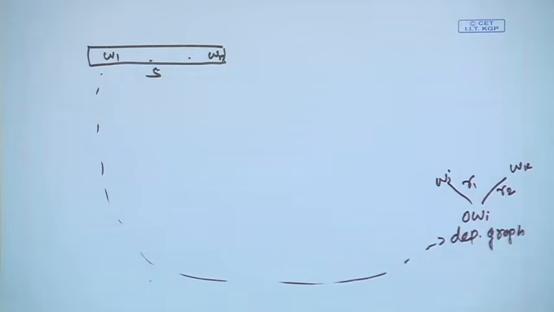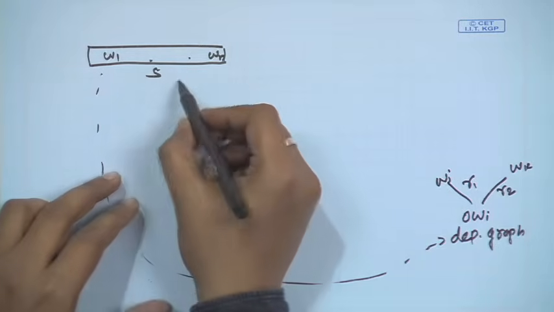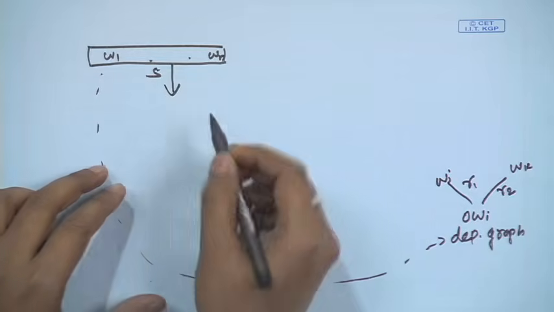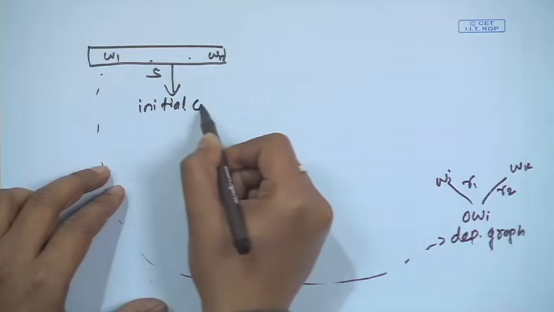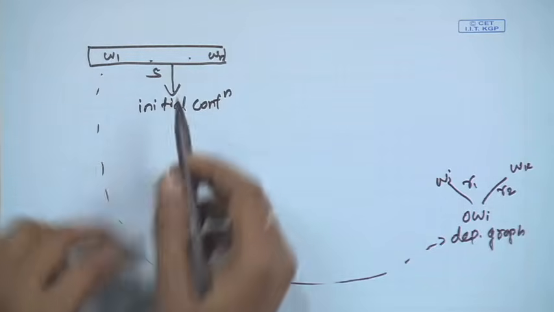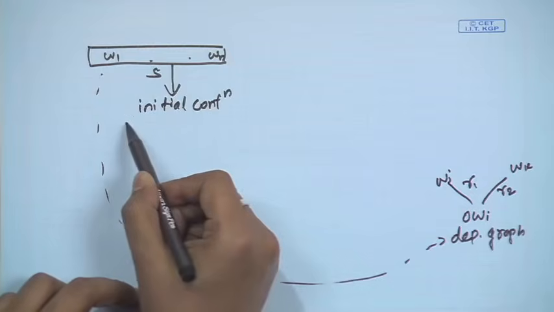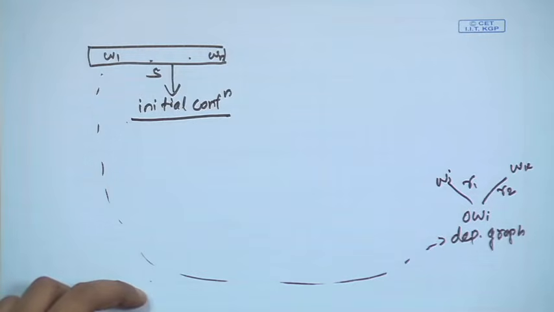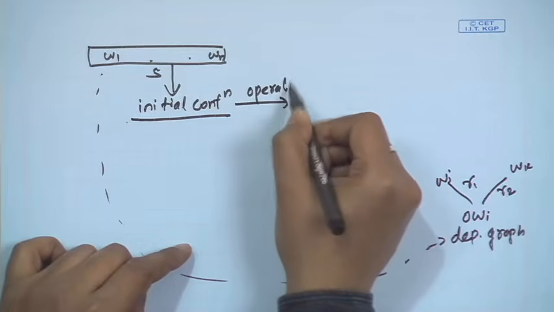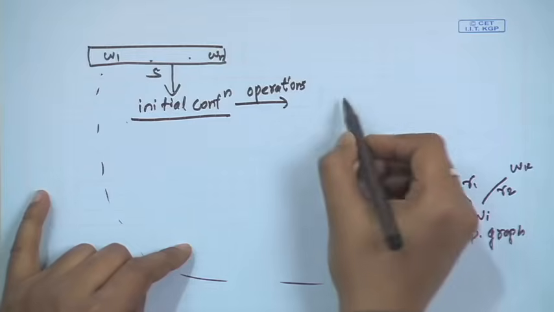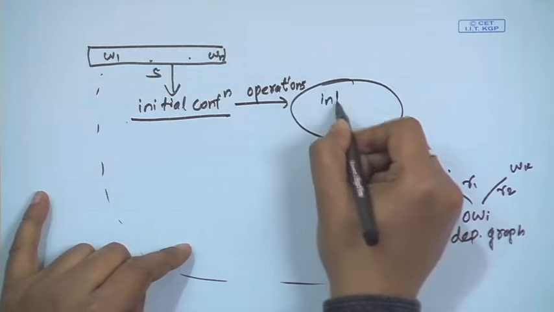Now, suppose I want to do it in some sort of systematic manner by using some sort of data. So, what will I do? I will try to convert the sentence to some sort of configuration format, some initial configuration. That means there will be a function that will take any sentence as input and convert it to an initial configuration. Now, I will define some operations that I can make on this initial configuration, and that will take me to some intermediate configuration.